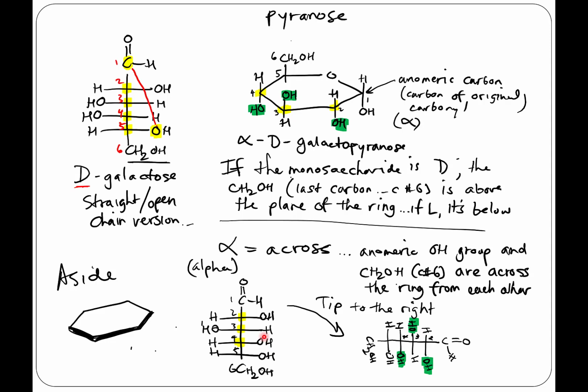So what I want to do is redraw it correctly, and then of course that means the OH group at carbon number 4 here should be pointed up because it was left over here.